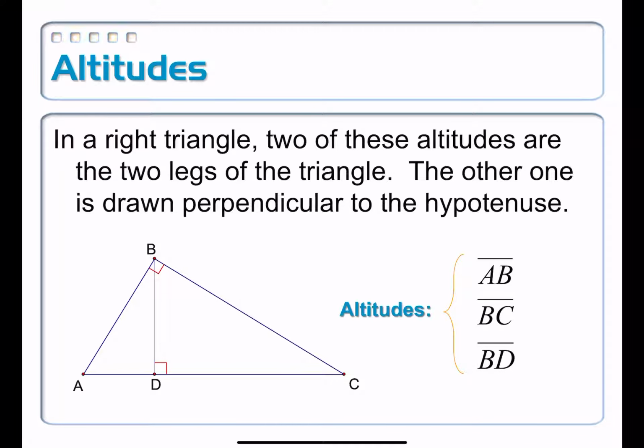And notice that whenever we draw in that extra altitude BD, it creates two other right triangles. I've got triangle ABD over here on the left-hand side and BDC over here on the right-hand side. And there's some special relationship between those two right triangles. So let's take a look at that in an investigation in the next video.